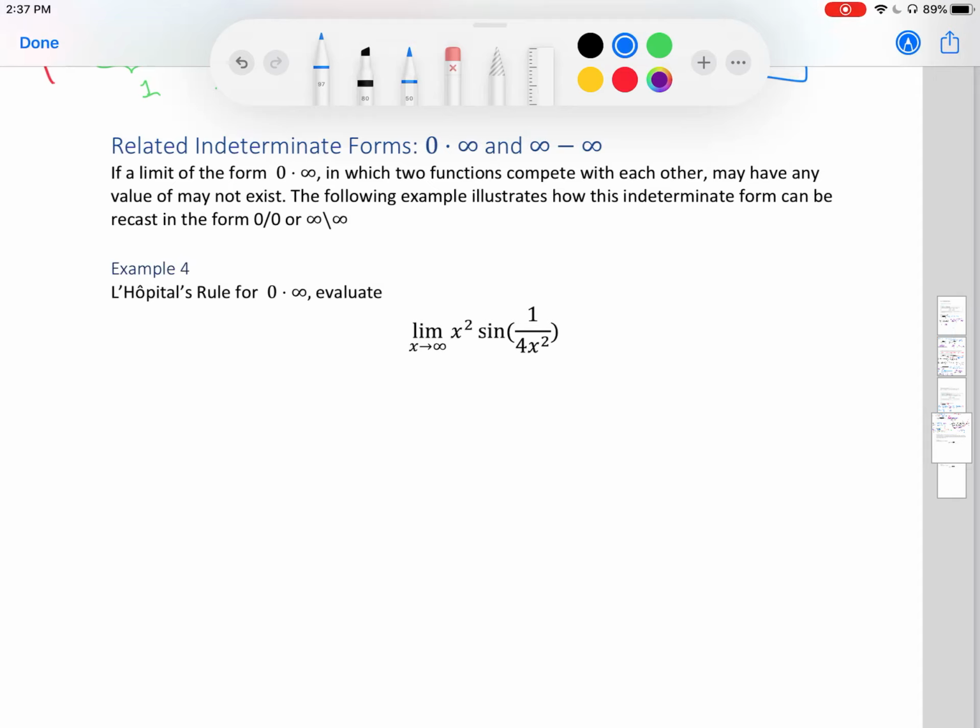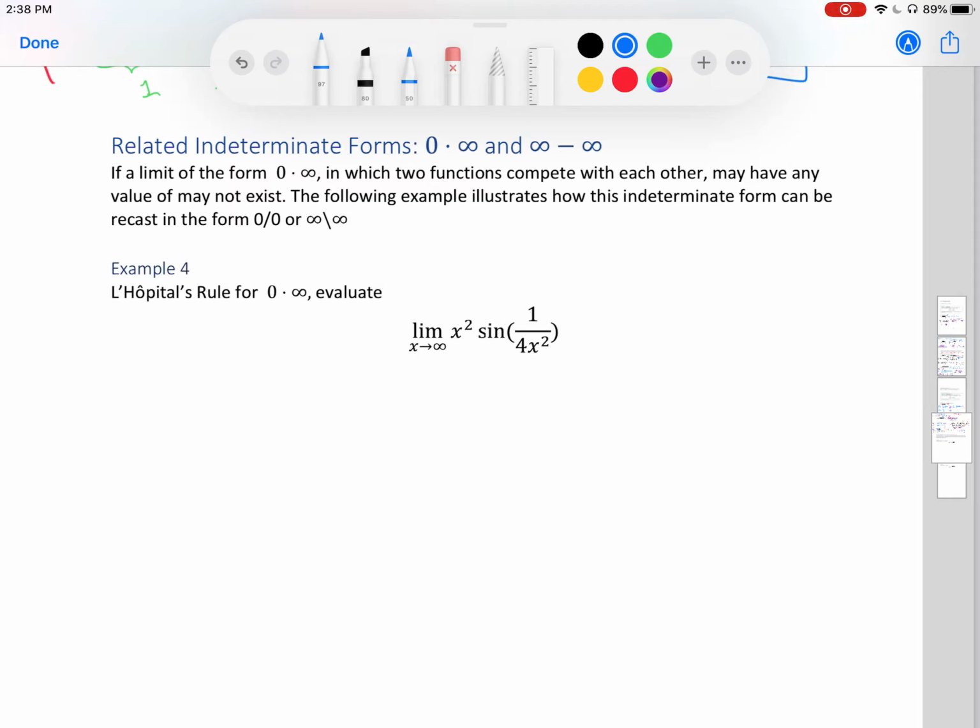Related forms, such as 0 times infinity and infinity minus infinity. A limit of the form 0 times infinity, in which two functions compete with each other, may have any value, or it may not exist. The following example illustrates how this indeterminate form can be recast in the form 0 divided by 0 or infinity divided by infinity, which is something we know how to work with.